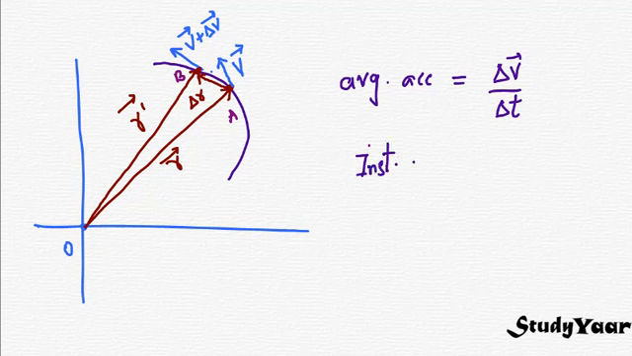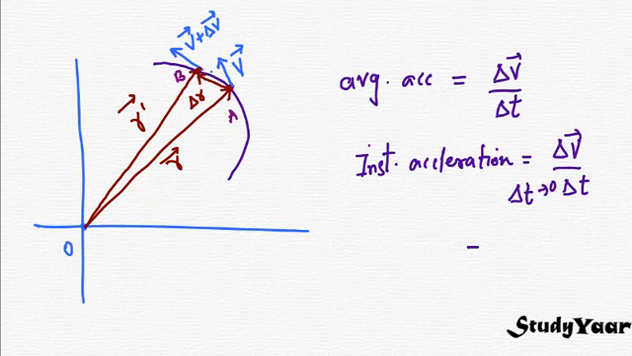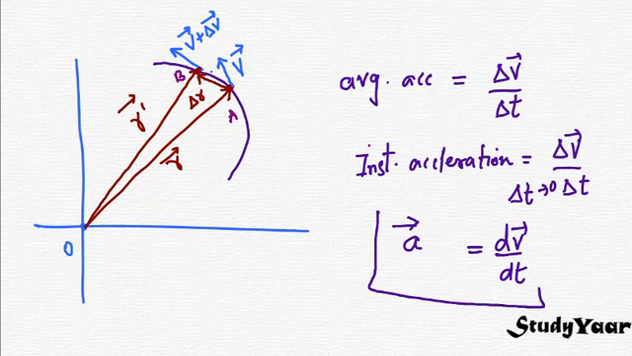instantaneous acceleration is going to be what? It is going to be under the limiting condition when my delta t tends to 0, which basically is equal to dv vector by dt. Okay, therefore my acceleration vector is given by this expression.